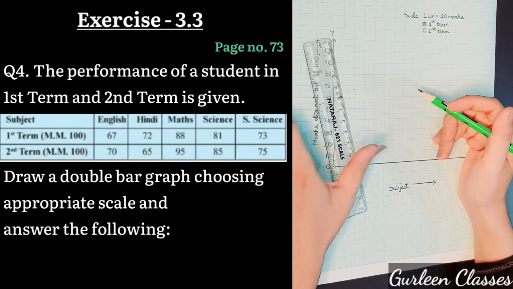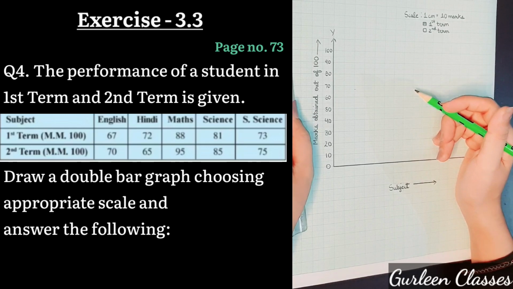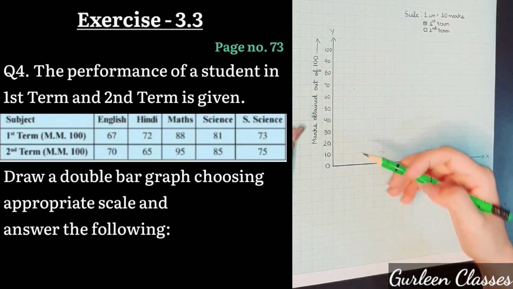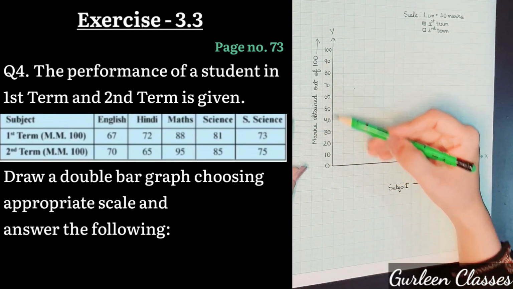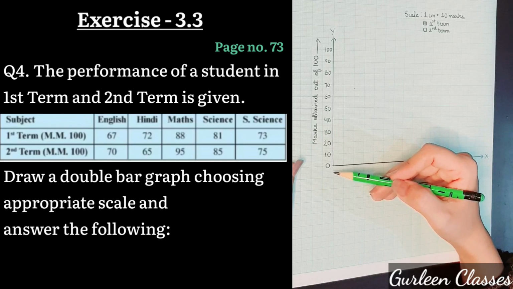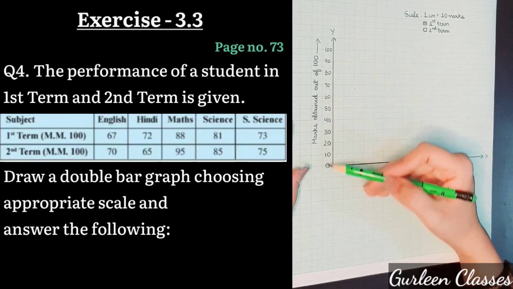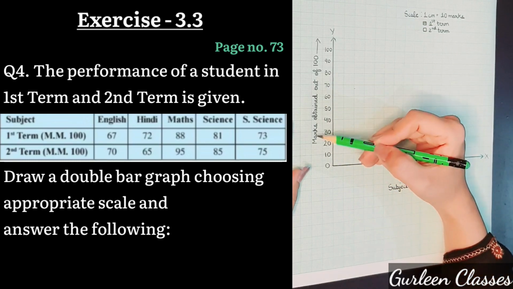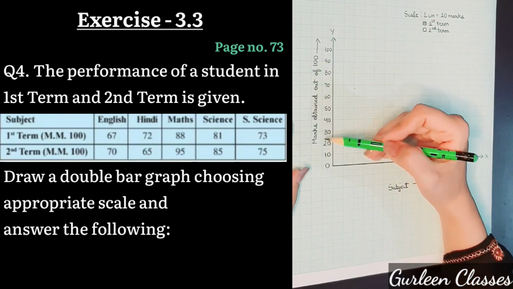So now let us draw the double bar graph. In the first term, English marks are 67 and second term 70. So here students, you can see we have drawn the scales. As I told you in the bar graph, the scales difference should be equal. So here the difference is of 10 each. So these are the marks obtained out of 100.